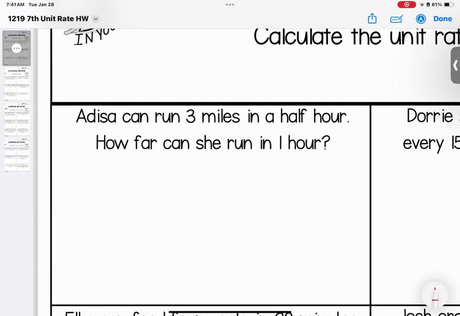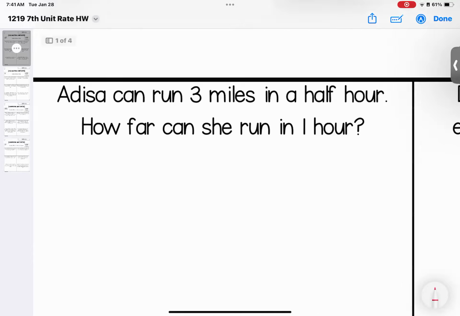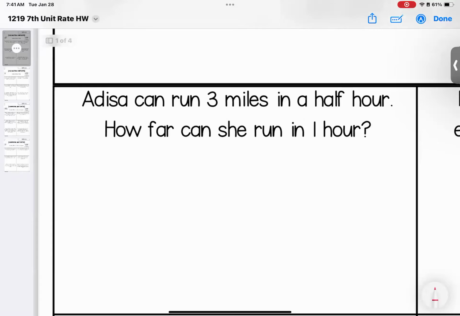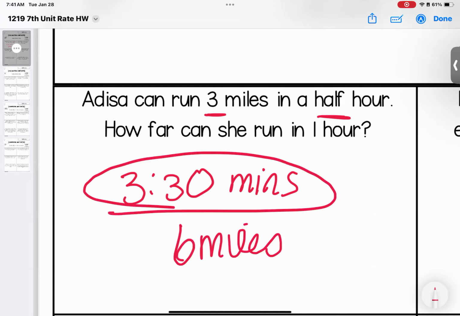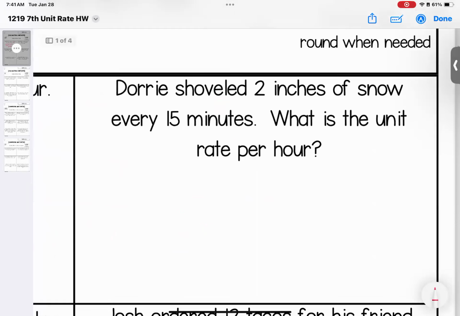All right, let's look at some unit rates here. So if Adisa can run 3 miles in a half hour, how long can she run in an hour? We're just going to double that. It's going to be 6 miles. Unit rate is 3 for 30 or 1 for 6.